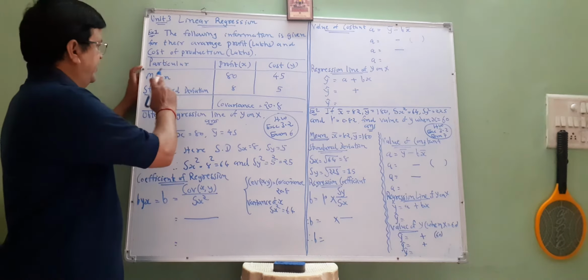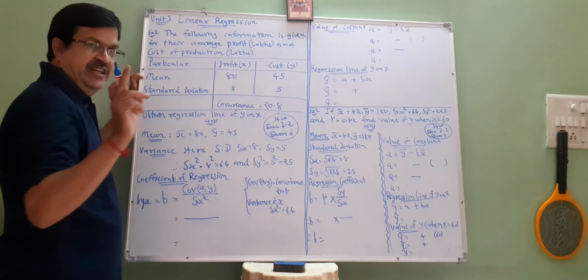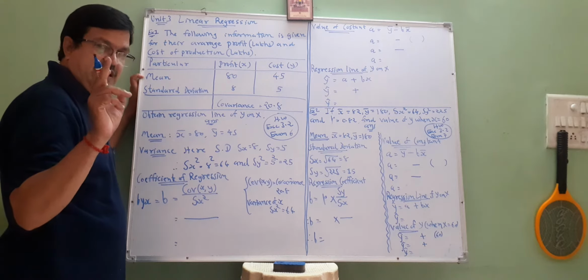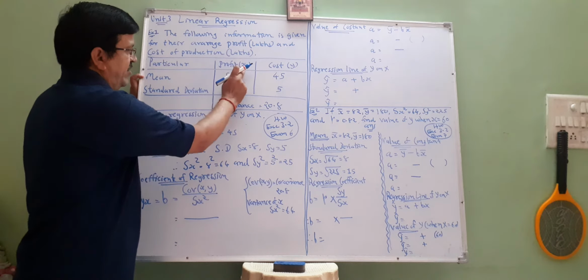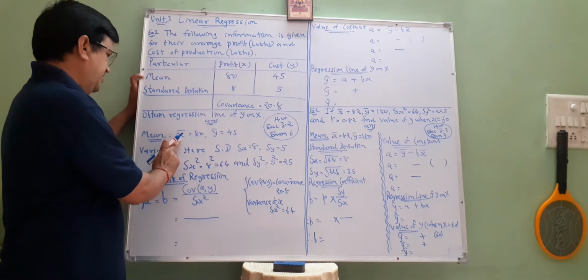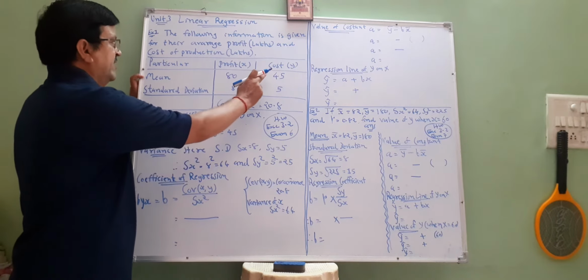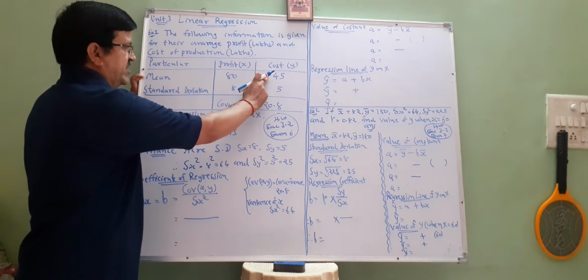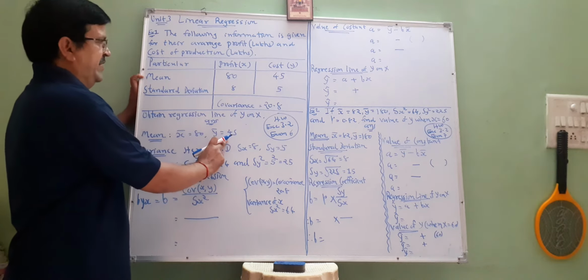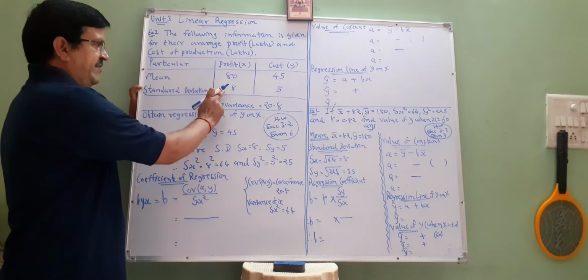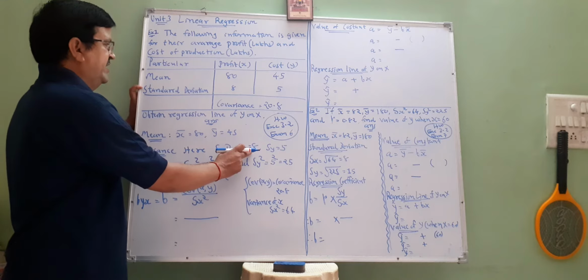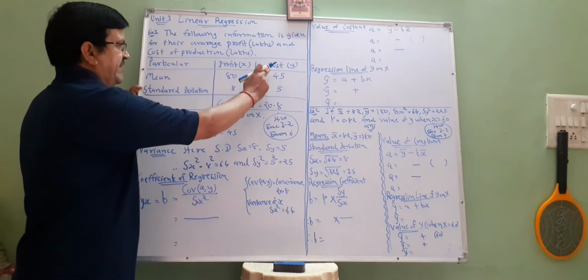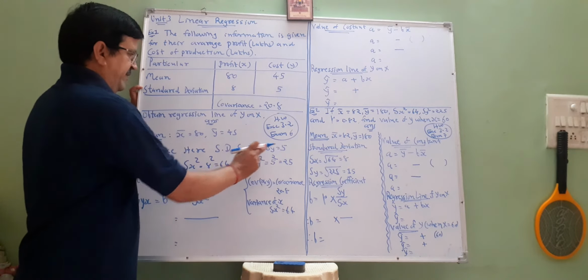Particular profit mean, friends, mean means average, x bar. Mean of profit is x bar. So first, x bar is equal to 80. Mean of y, y bar, is equal to 45. Standard deviation Sx is equal to 8 and standard deviation of y, Sy, is equal to 5.